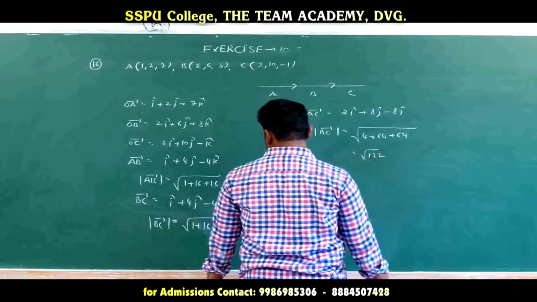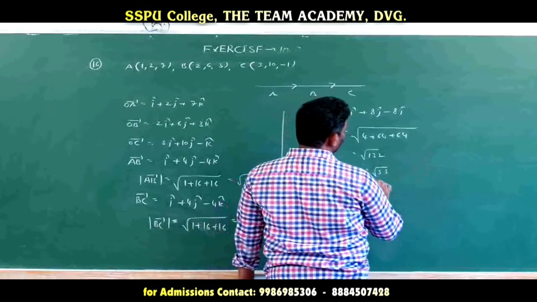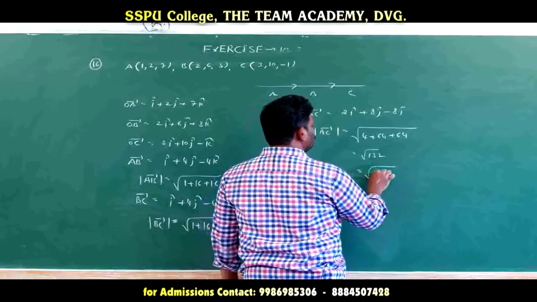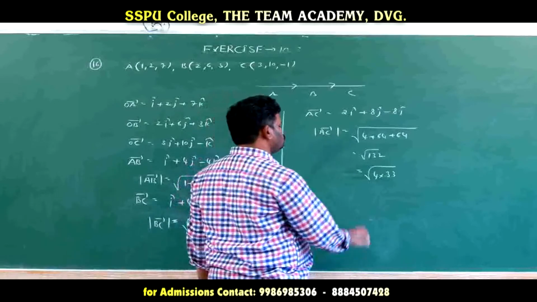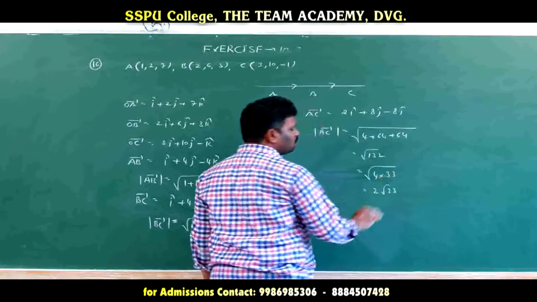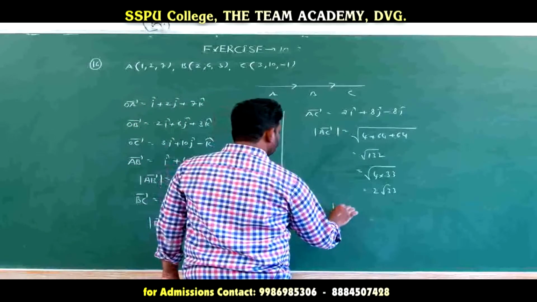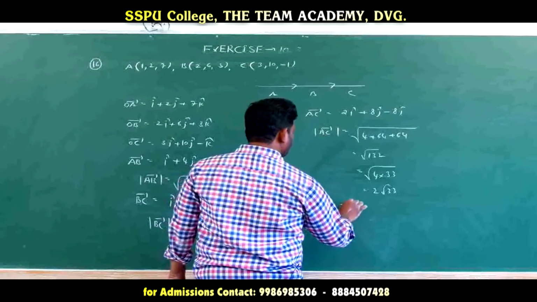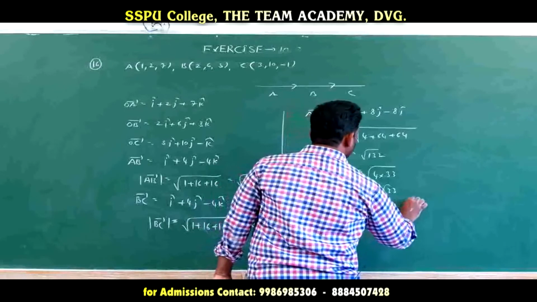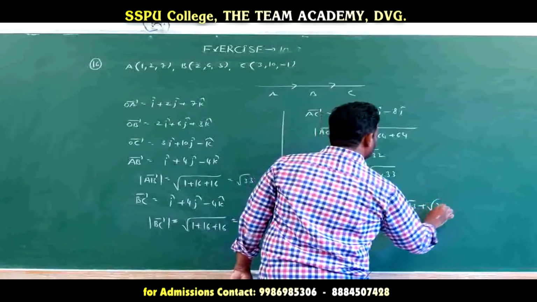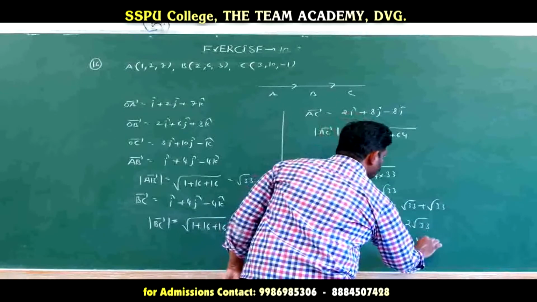So the square root of 132 is the square root of 4 into 33, which is equal to 2 into root 33. So the magnitude of AB plus the magnitude of BC is root 33 plus root 33, which is equal to 2 into root 33, which is the magnitude of AC.